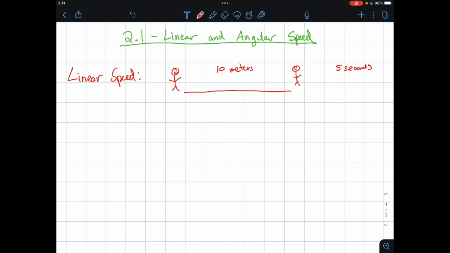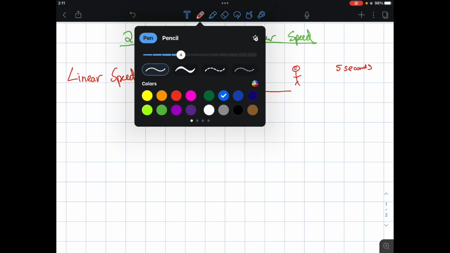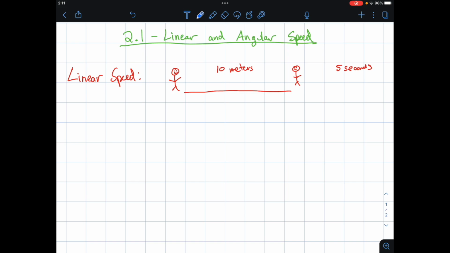this distance. Well, what we could do is break this down and try to figure out how far did they run each second? And if we did that, we would realize that we would need to break into 5 equal parts. So we would have 2 meters, 2 meters, 2 meters, 2 meters, and 2 meters. And every 1 second, we would run 2 meters, giving us a total of 10 meters over 5 seconds.